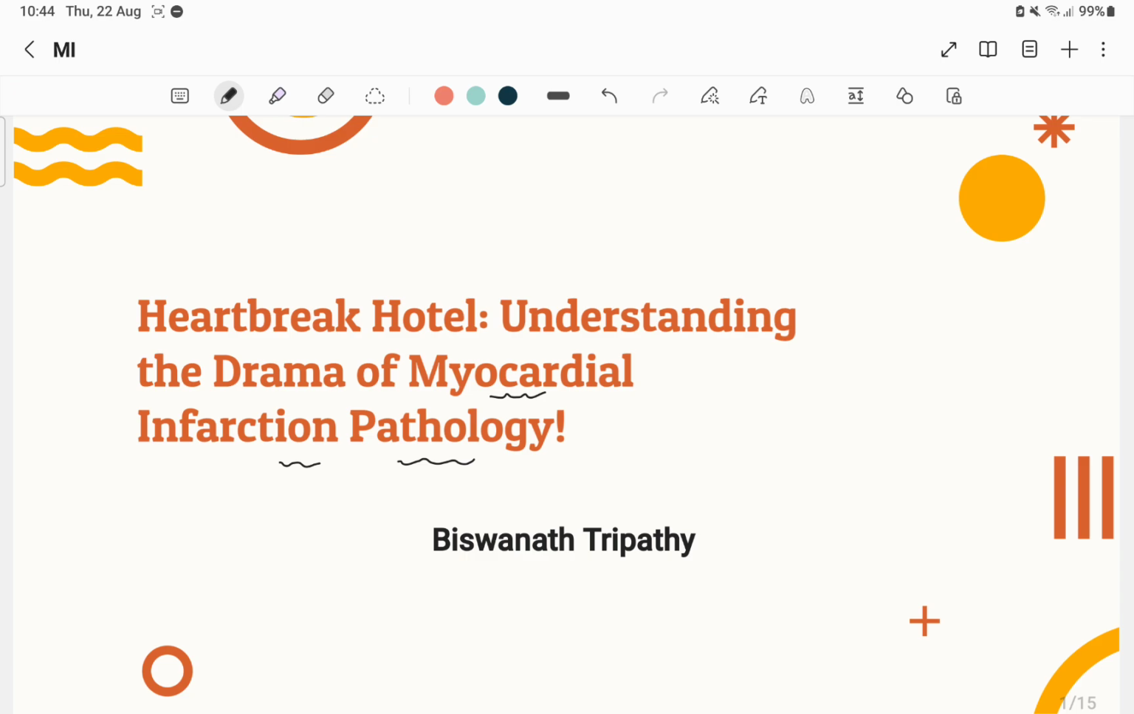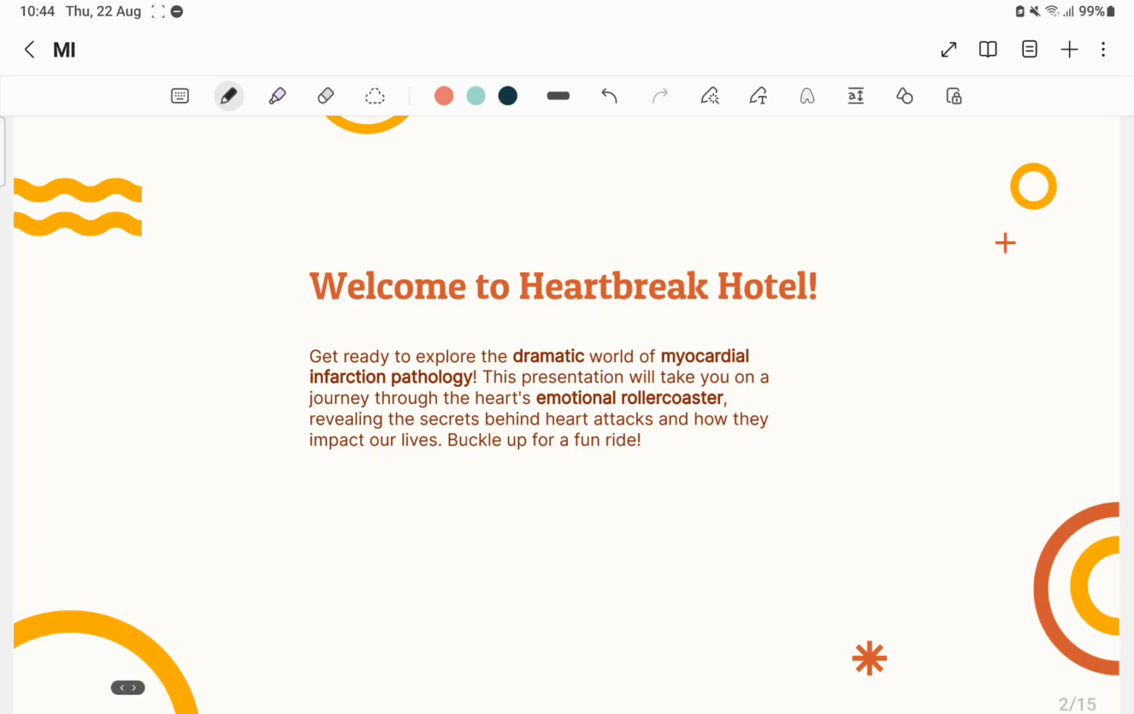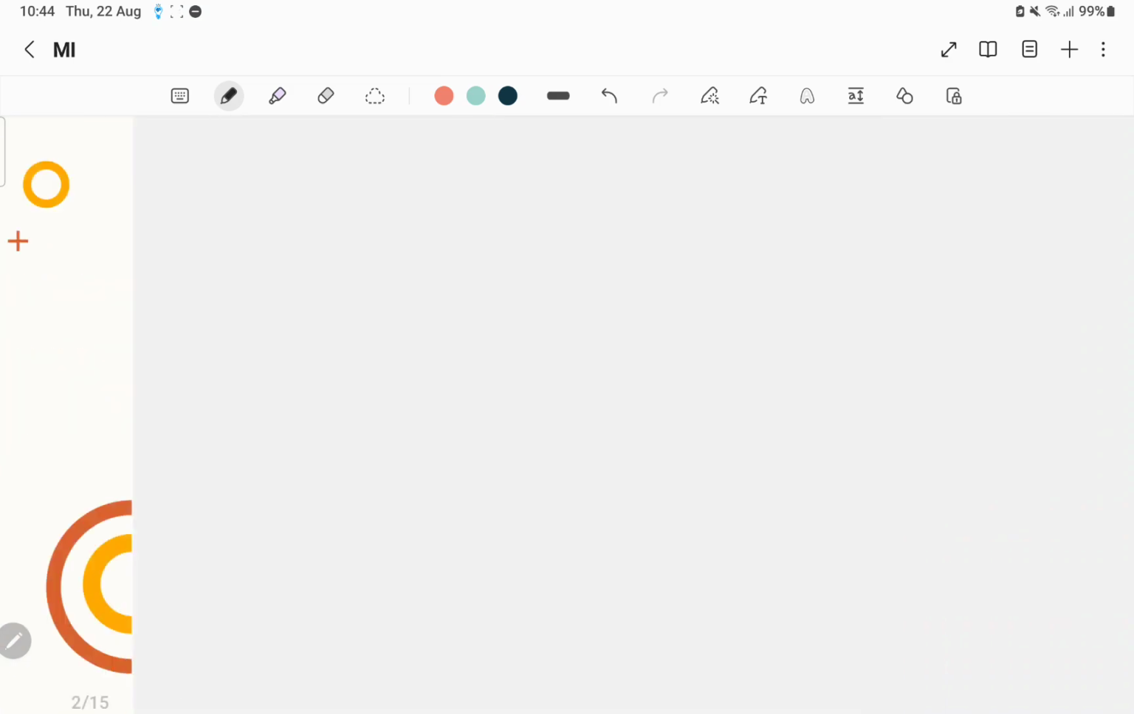So what is myocardial infarction? Basically, myocardial infarction is something which is blocking the tissues of the heart, preventing the tissues from getting oxygen. That's why there is death of the tissue due to depletion of oxygen. So get ready to explore the dramatic world of myocardial infarction pathology, and let's start with this PPT.